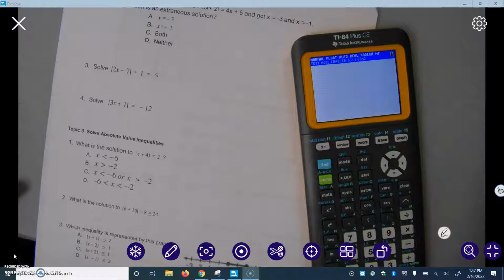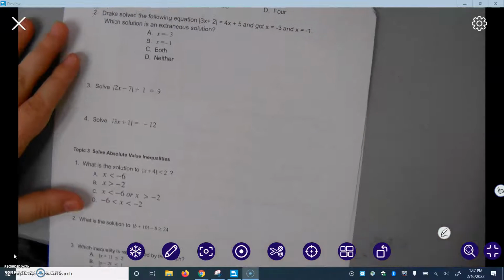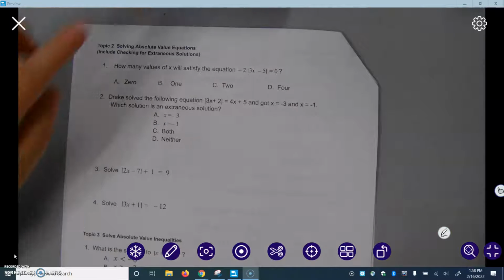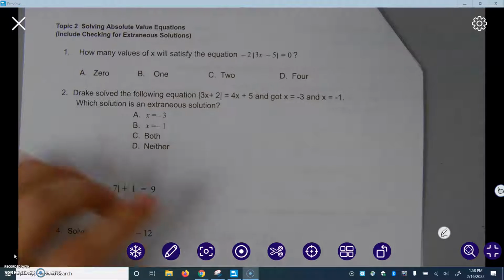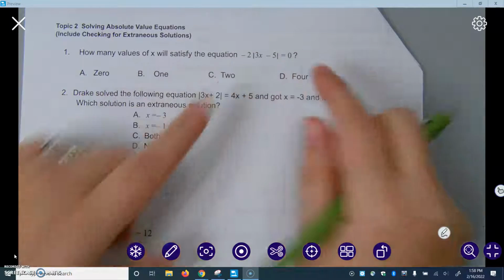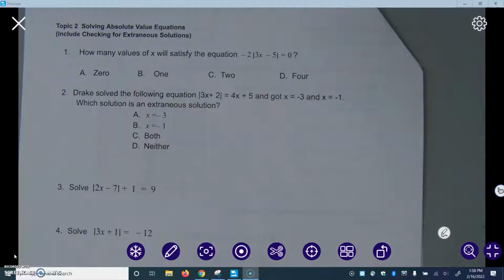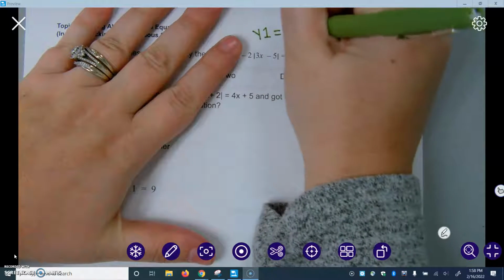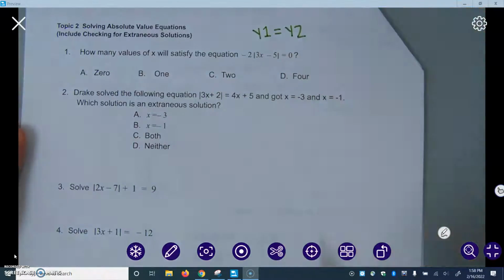Hey guys, in this video we're going to be going through topic 2 of your test, and topic 2 is solving absolute value equations. We can do these in Desmos, but if you were to type just this into Desmos, I don't know that you would know where to find the answer on the graph, so we're going to be using the calculator with y1 equals y2.